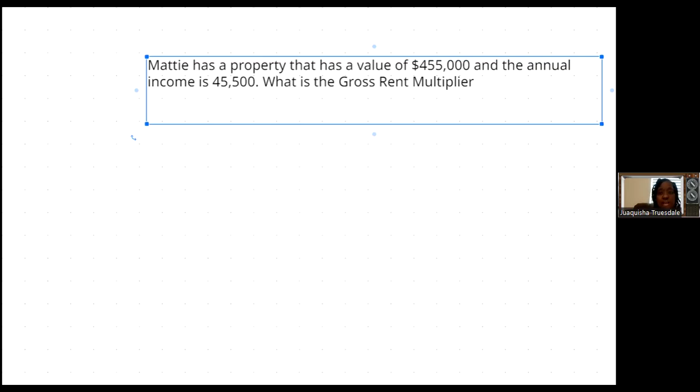All right, I'm here to make the math easy for you. This is my math tip for today, gross rent multiplier. I'm here to help you master the math portion of your real estate exam so you can go ahead and pass that exam once and for all.